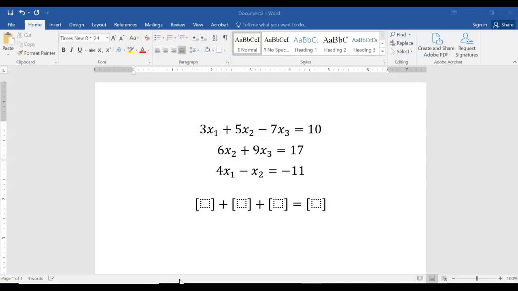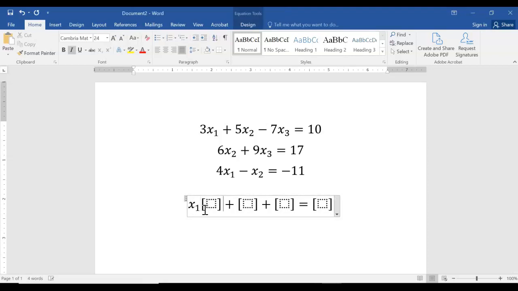All right, so the first thing we have to notice is how many different variables we have. Notice we have an x1, an x2, and an x3. So when we create our vector equation, I'm going to end up with an x1 as the coefficient times a vector, and then an x2 as the coefficient times a vector, and an x3 as the coefficient of another vector. And then we're going to have that equal some constant vector.